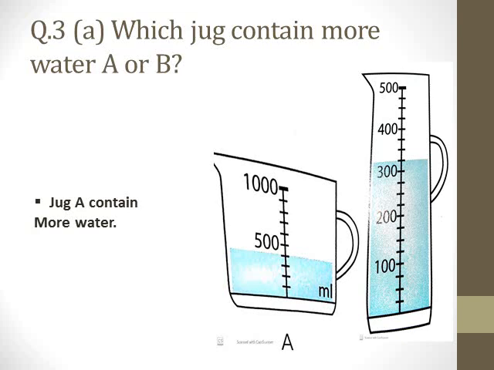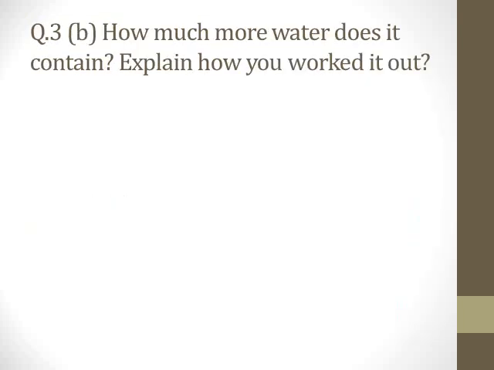Now we'll go to the second part and work out its explanation. Moving to the second part, it's question number 3b. How much more water does it contain? Explain how you worked it out. Now, as you know that jug A contains more water than B, you have to find out how you found it, and also how much more water jug A has than B. You have to find the answer and show your working here.